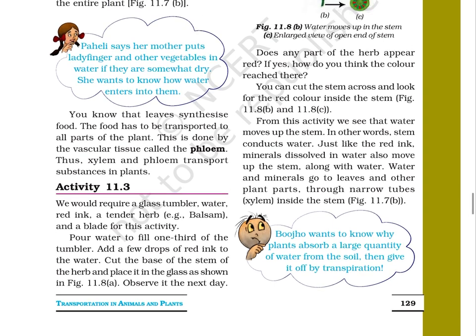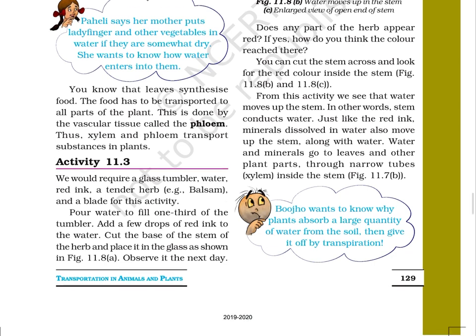Does any part of the herb appear red? If yes, how do you think the color reached there? You can cut the stem across and look for the red color inside the stem. You can observe this in figure 11.8b and 11.8c. From this activity, we see that water moves up the stem. In other words, stem conducts water.